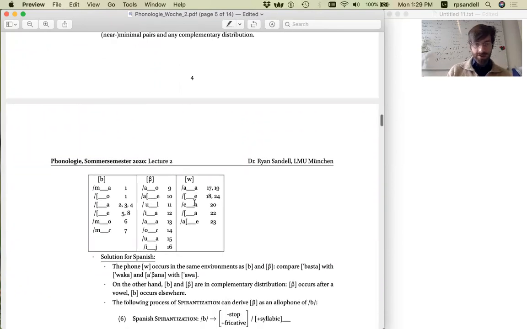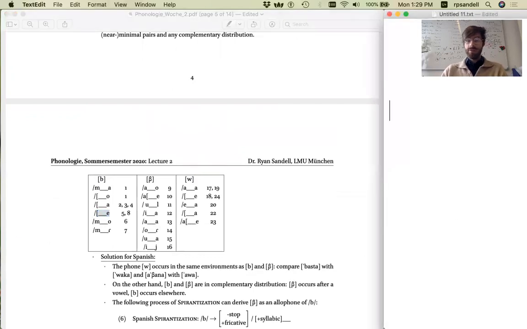And from here we can see there are some identical local environments between the stop ba and the glide wa. Both of those sounds can occur at the beginning of a word before the vowel a. So that should be an indication. Since both the stop ba and the glide wa are found in the context of the left edge of a word followed by the vowel a, this is an indication to us that these belong to different phonemes.